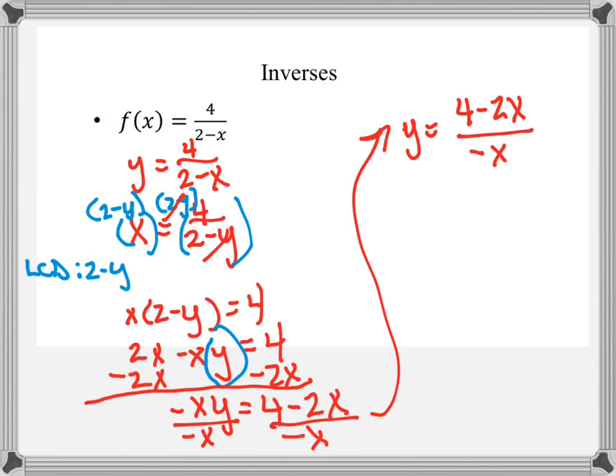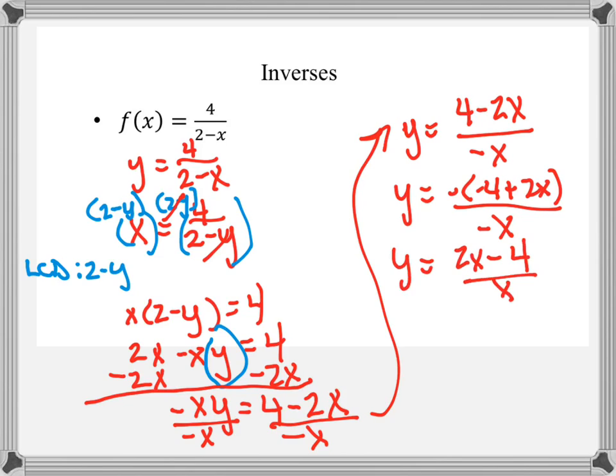This is technically fine, although often you won't see that negative in the denominator. Instead, they might factor the negative out of the numerator and get the opposite of negative 4 plus 2x inside parentheses with the negative factored out. The negatives could cancel and we would have 2x minus 4 over x. So the inverse of f of x is equal to 2x minus 4 over x. You could also simplify it and divide out and have two different terms, like 2 minus 4 over x. Both are equally as acceptable.